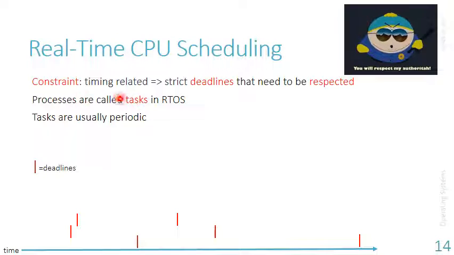Tasks in real-time systems, and you can notice that the OS in real-time systems is called an RTOS. So what would the RT stand for here? Well, real-time. So real-time operating systems, right? And tasks are usually periodic, and this is a question that I asked in the face-to-face lecture. It's an important one, I believe. Why would they be periodic? And someone surprisingly answered in a very positive and assertive way.